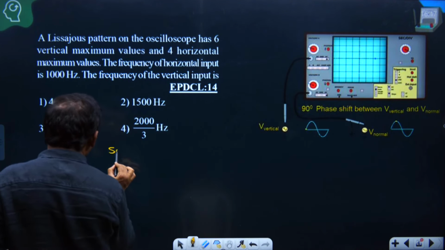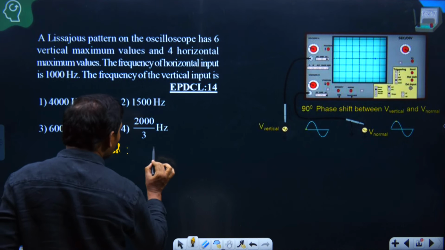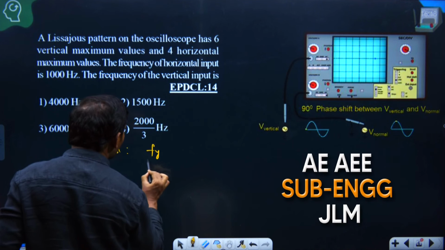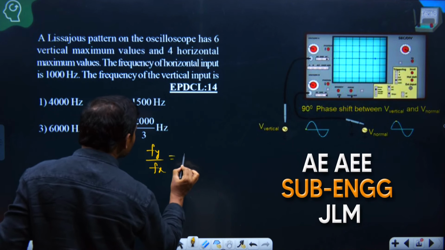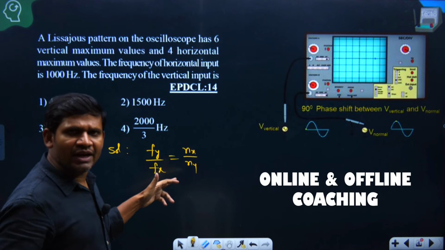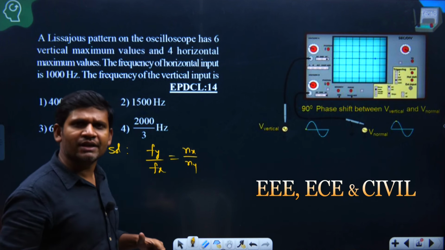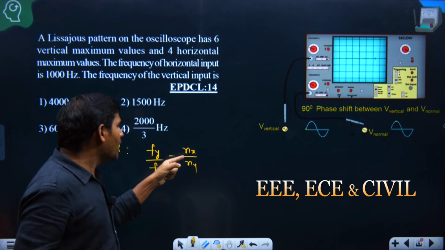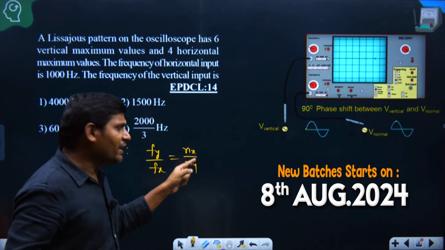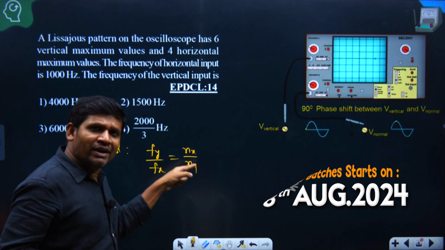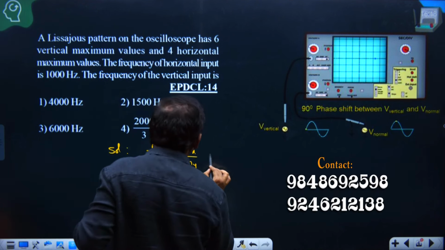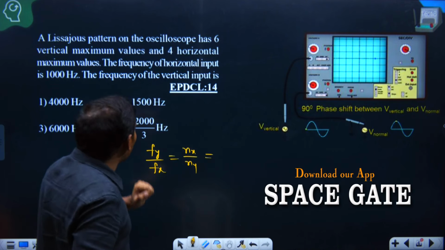Students, we know this formula with respect to CRO. If you don't know about this formula, from now onwards you have to remember it. Very important 5-star formula: Fy by Fx equal to Nx by Ny. Fy is the vertical input frequency, Fx is the horizontal input frequency, Nx is the number of horizontal touchings or cuttings, and Ny is the number of vertical touchings or cuttings. That is, Fy by Fx equal to Nx by Ny.